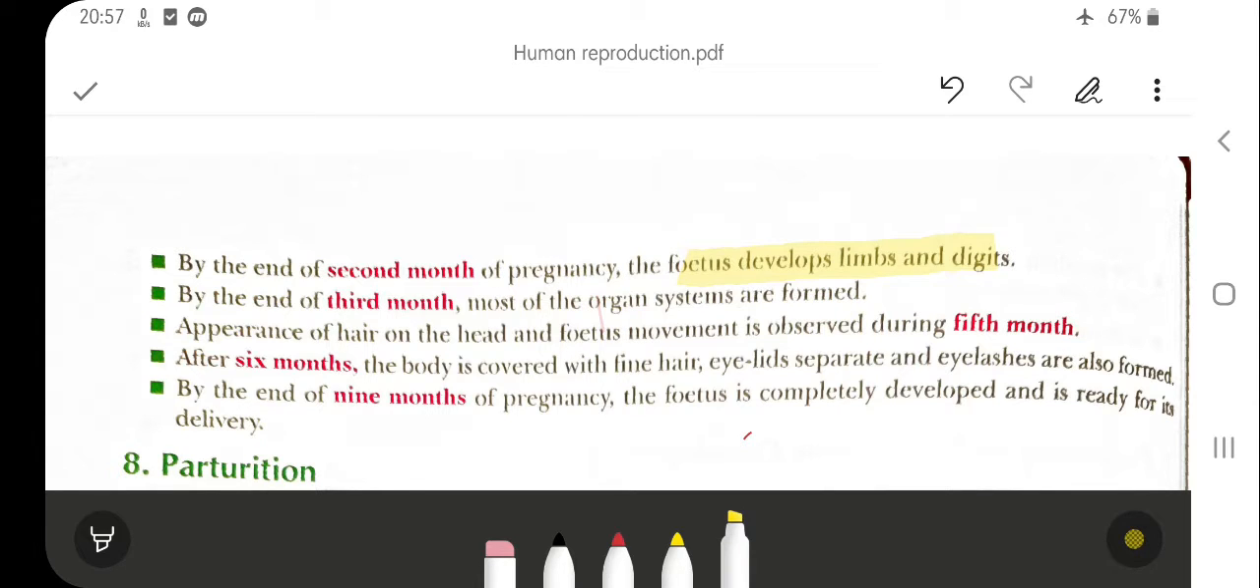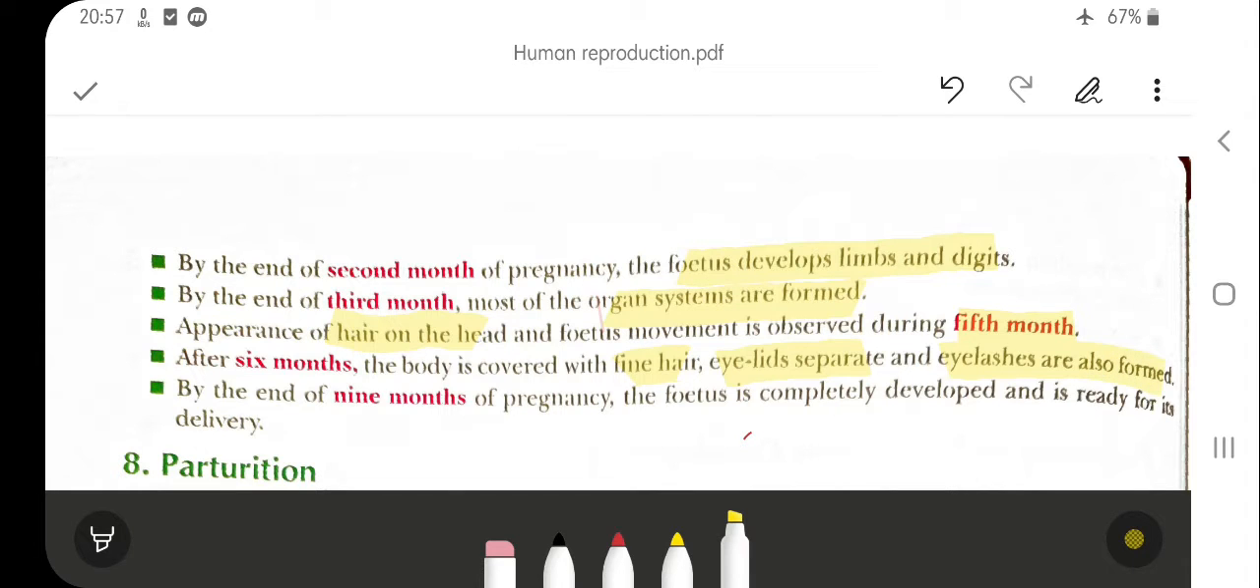By the end of the 3rd month, the organs are formed. Most of the organs are formed in a very rudimentary, very small form, but they are still not functioning. The appearance of hair on the head and fetal movement are observed during the 5th month. After 6 months, the body is covered with fine hair, eyelids separate, and eyelashes are also formed.